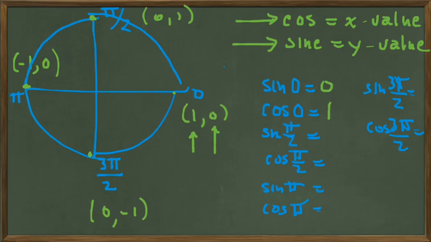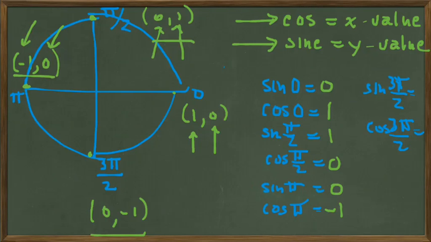At pi over 2, we're up here, and the sine is the y value, which is 1, and the cosine is the x value, which is 0. Then we're over at the angle pi, where the sine is 0 and the cosine is minus 1. And finally, we're at the angle 3 pi over 2, 270 degrees. The sine is minus 1 and the cosine is 0.